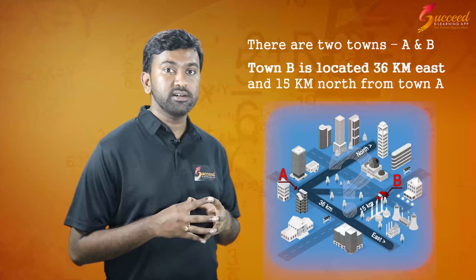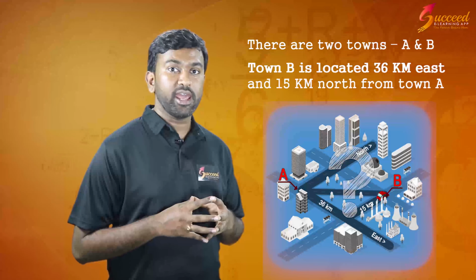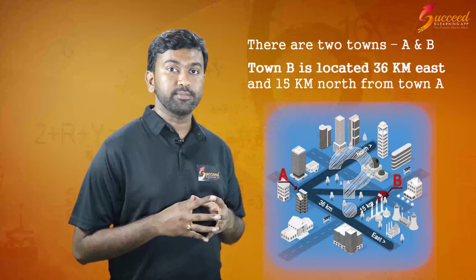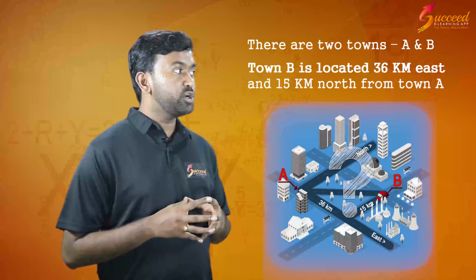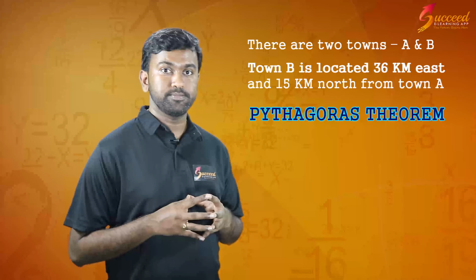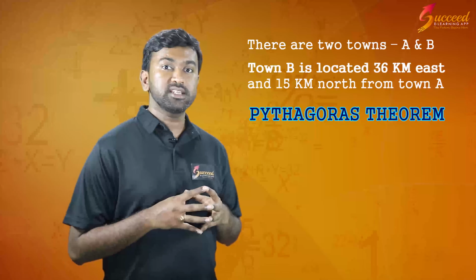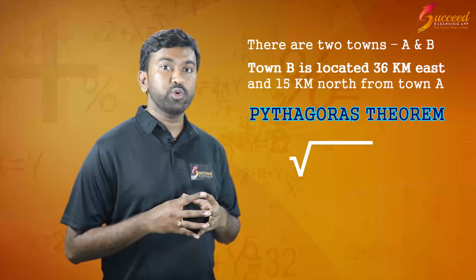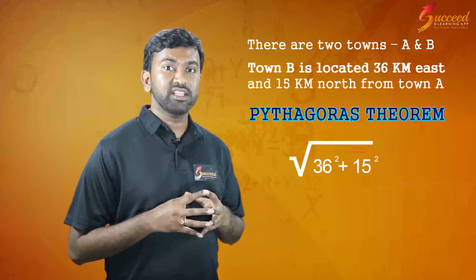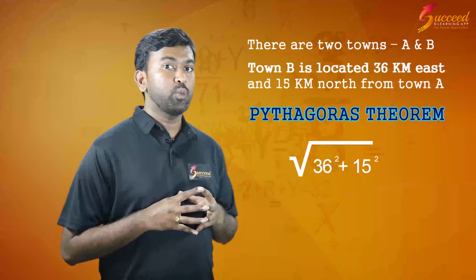How will you measure the distance between town A and town B without actually measuring it? You can do so using Pythagoras theorem. The distance will be the square root of 36 square plus 15 square, which will work out to 39.